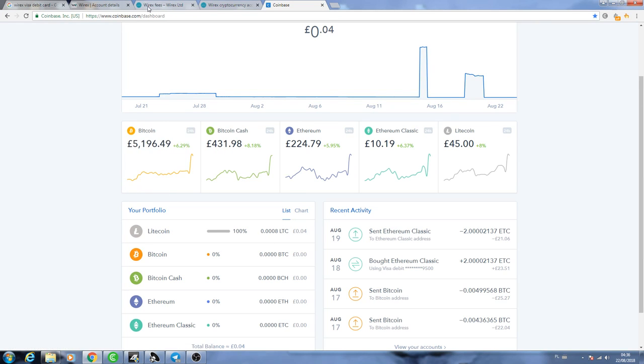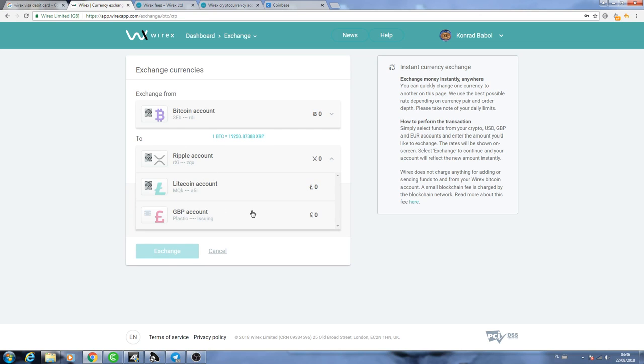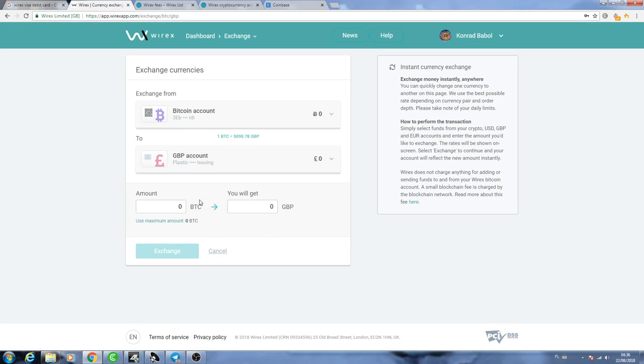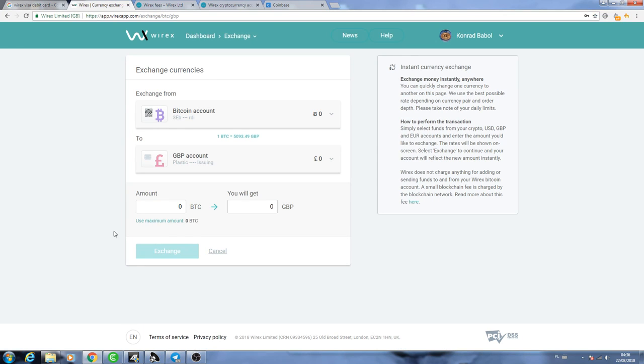What I was saying, when you look at Coinbase, the Bitcoin value, and here, if you want to exchange into, let's say, pounds, you see the exchange rate is around 2% lower than Coinbase. But if you buy on Coinbase, you have to use your debit card, and the fee is 3 to 4%. So maybe actually even Wirex is better. We'll see how it works.